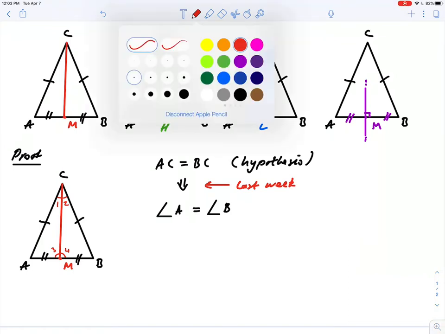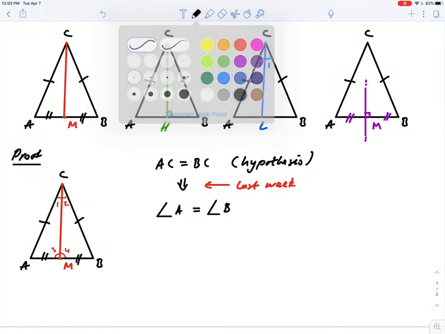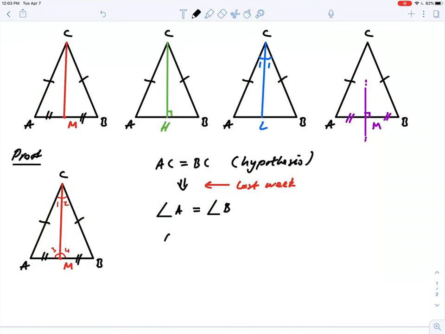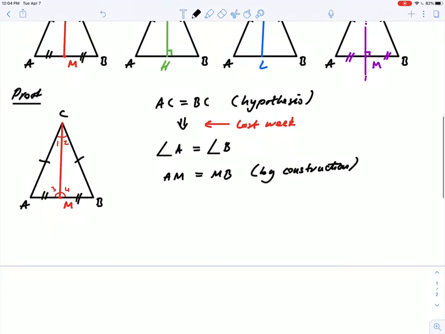And finally, by construction, AM is equal to MB, right? Because we're choosing the midpoint here. So this is by construction, because we are the ones writing down the median. The hypothesis really is what we're starting with, we could say hypothesis here too, but I kind of like the term construction. Okay, so what does this tell me?